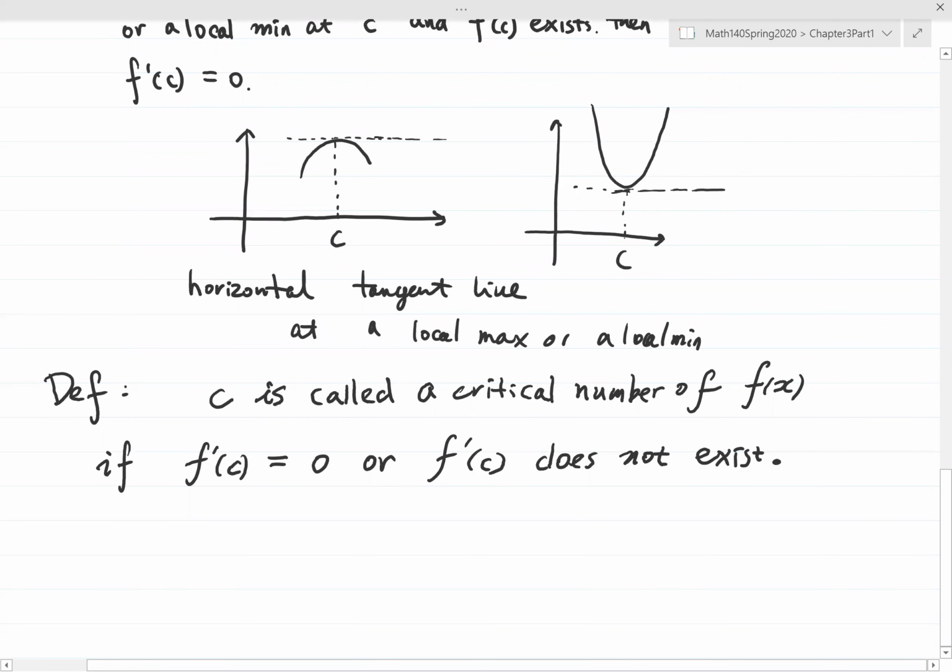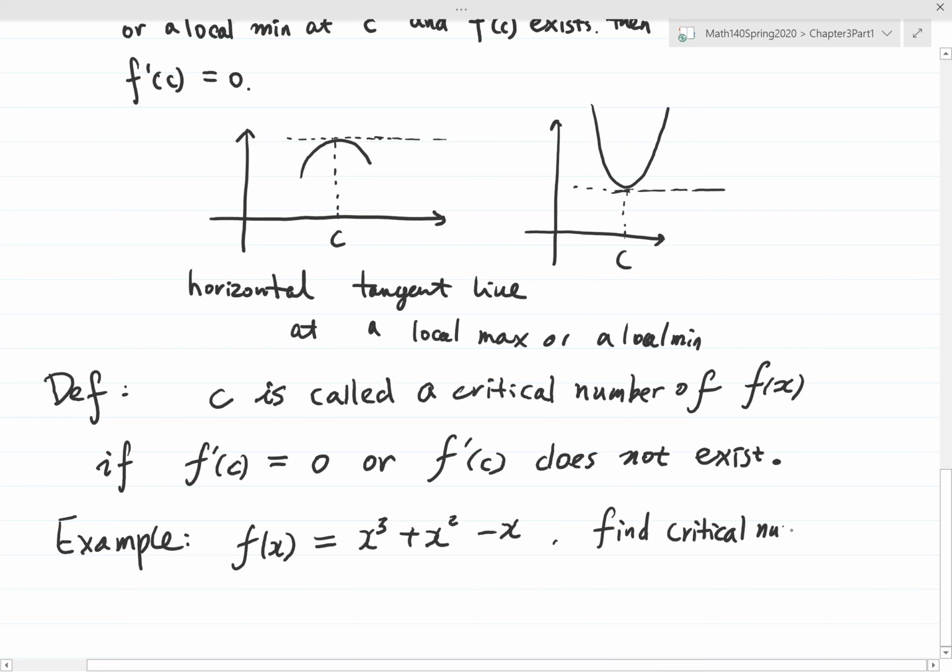Let's see some examples of critical numbers. Let's see this example: f(x) equals x cubed plus x squared minus x. Find the critical numbers of f(x).